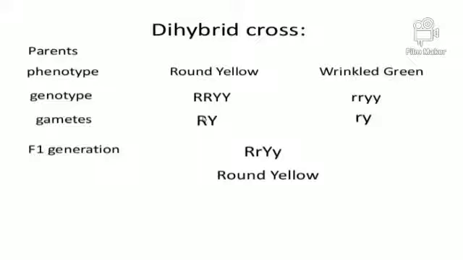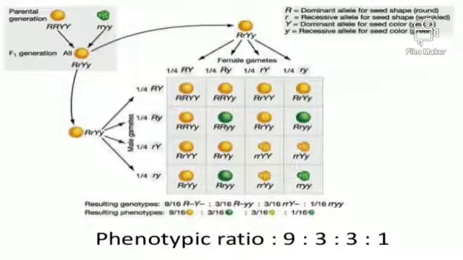The gametes are capital R, capital Y and small r, small y. Then in the F1 generation, we get all round seeds with yellow color in the case of a dihybrid cross. Then in the case of a dihybrid cross, see the ratio 9:3:3:1. Here this is round yellow, round green, and this is our wrinkled green seed.